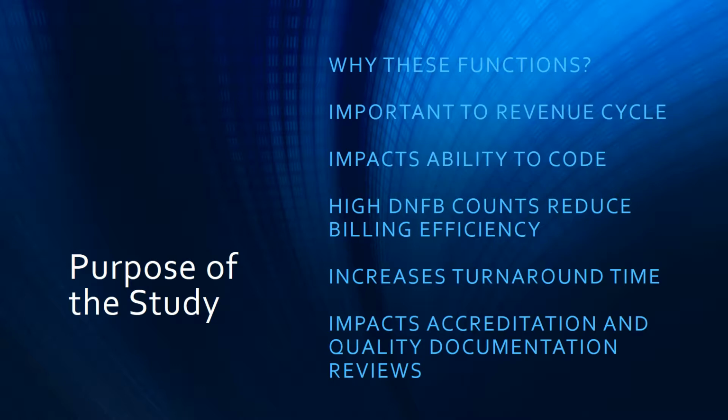The function choice was based on the importance to the revenue cycle and accuracy of the record. Deficiency reporting and delinquency counts impact the speed at which billing can be processed and payment received. An incomplete record cannot be billed, and delinquent records can impact accreditation and quality documentation reviews.